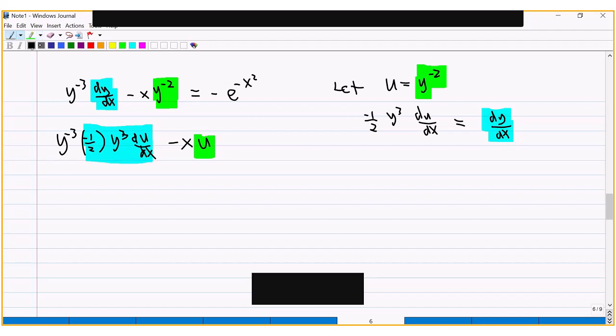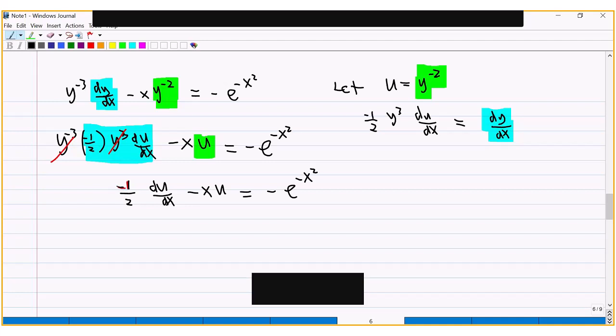And this is equal to minus e power minus x squared. And you have a cancellation, right? You can see that y power minus 3 and y cubed cancel. So you get minus half of du dx, minus x times u, equal to minus e power minus x squared.